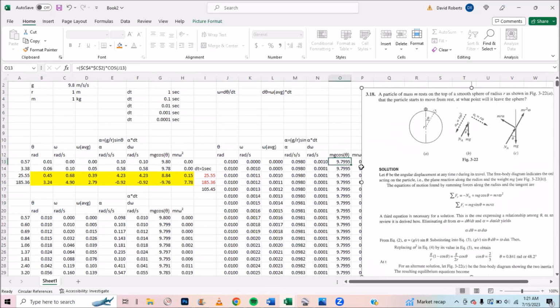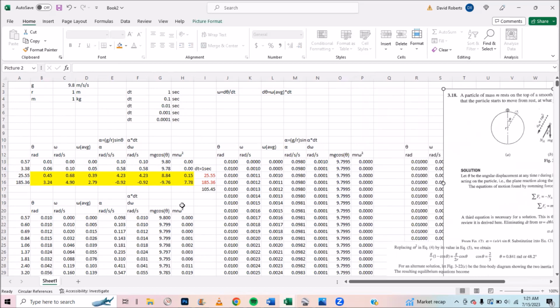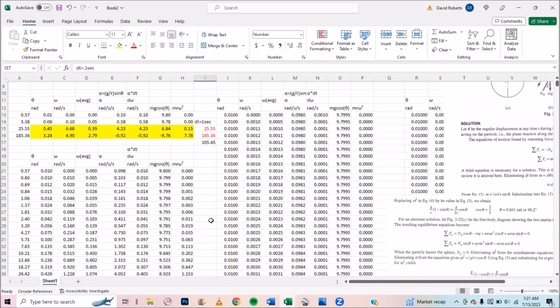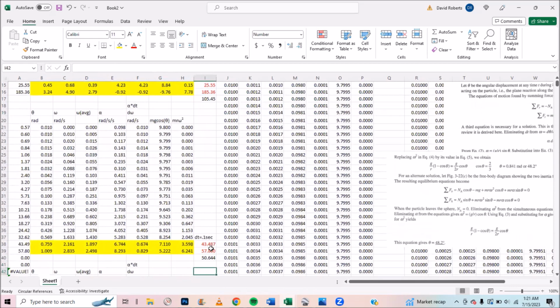Now, you just need to do this. It's nice to just get an answer, like, hell, that's close enough. It's going to fly off between 43 and 57 degrees. Did not know, now I do know. And it didn't take me too long.